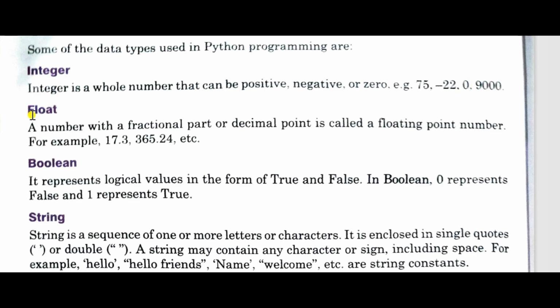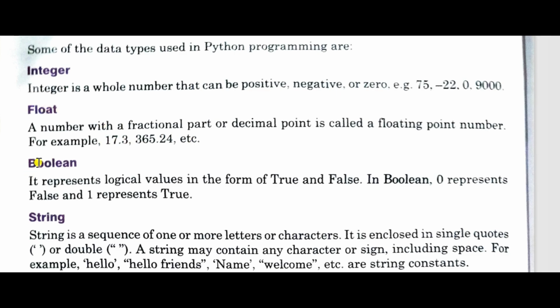Next one is float. A number with a fractional part or decimal point is called a floating point number. For example, 17.3, 36.24, etc. So if you want to assign decimal values in a Python program, you will use the float data type.